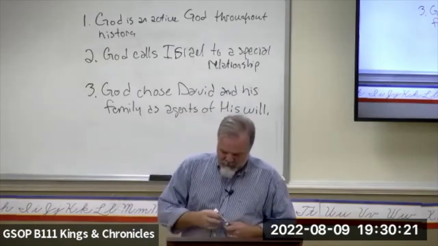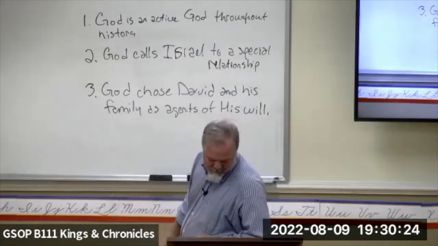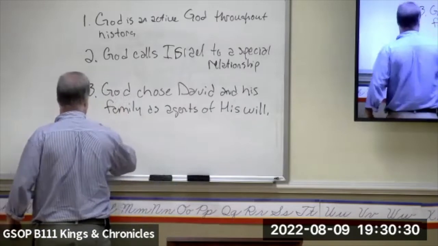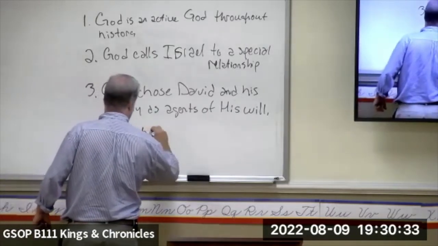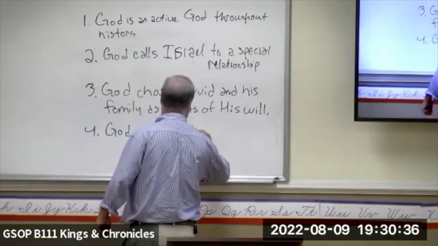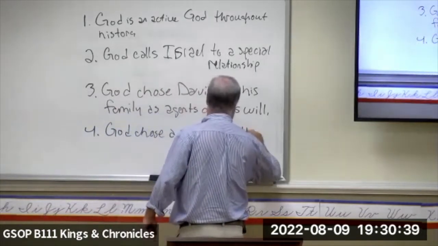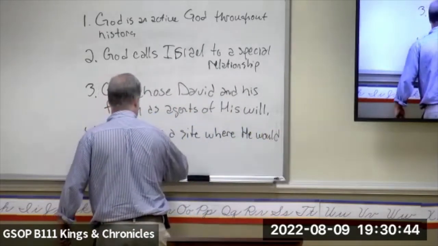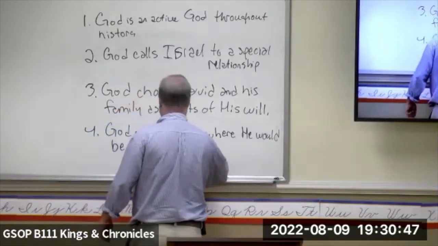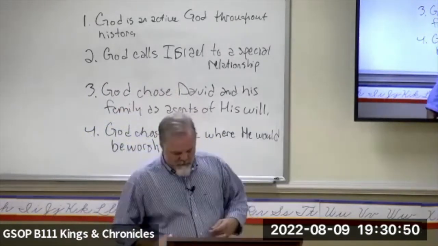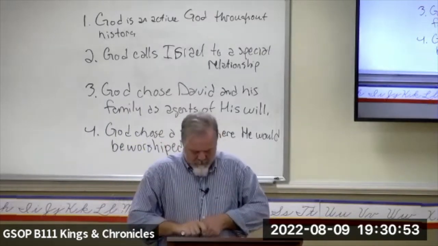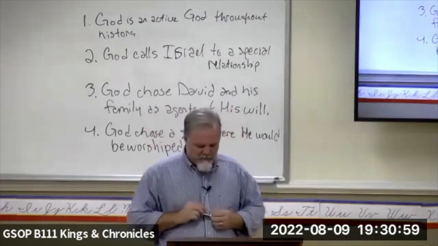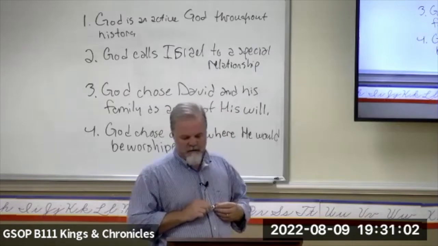All right. Number 4. God chose a site where he would be worshiped. More time and space in the books are spent on the construction of the temple and its rituals of worship than any other subject.